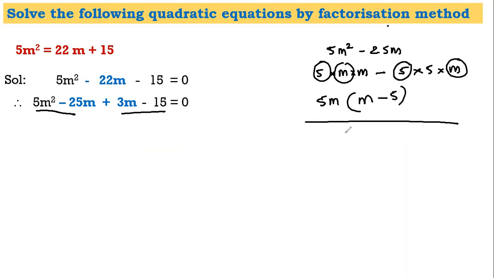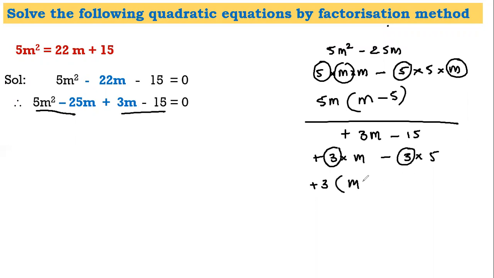Let us do for the next terms also, that is plus 3m minus 15. Now once again, 3m would be 3 into m. 15 would be 3 into 5. Now if you see, 3 is there in both the terms, and make sure that the sign plus or minus is written. What remains in the bracket is m minus 5. Now students, I hope this common thing is understood. I'm sorry for the mistake that I did right now, but it's correct now.